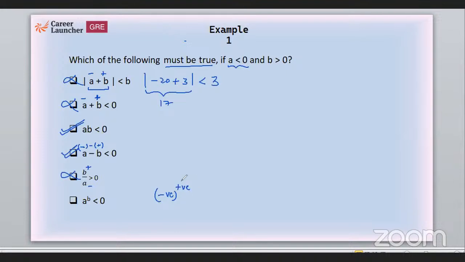Now this depends on the power over there, right? What if the power, being positive, is even? If it's an even power, then it will make the negative base positive. So it's not going to be less than 0. So it's only C and D that are the answer.